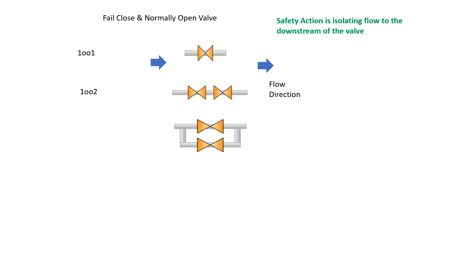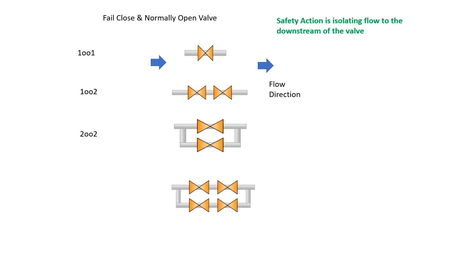Then what is this combination? This combination is 2 out of 2, because in case of failure of one valve, the other valve will remain open and allow the process to continue. So for the safety action to take place, both the valves need to be closed, right? Then there is another combination.